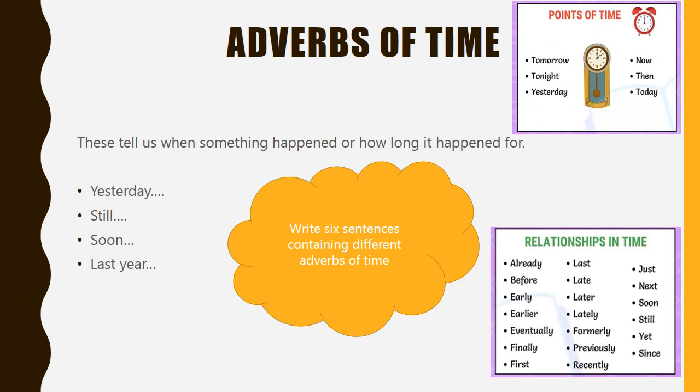Adverbs of time. Adverbs of time tell us when something happened or how long it happened for. So yesterday, still, soon, last year, tomorrow, lots of examples shown on screen. Now my challenge to you is to write 6 sentences containing different adverbs of time.